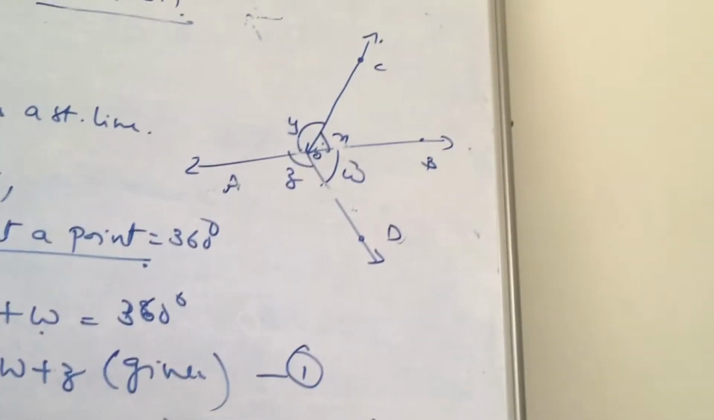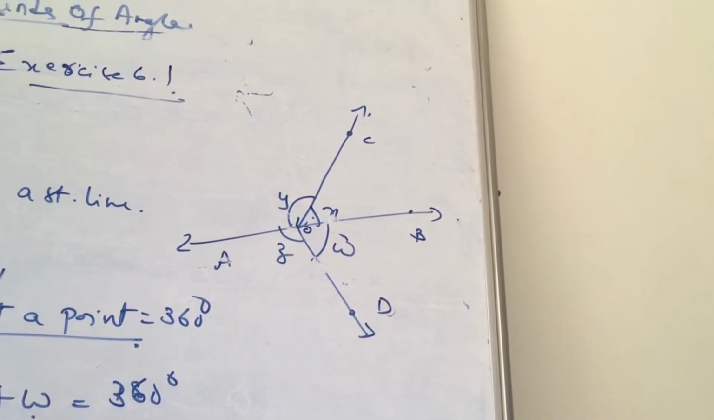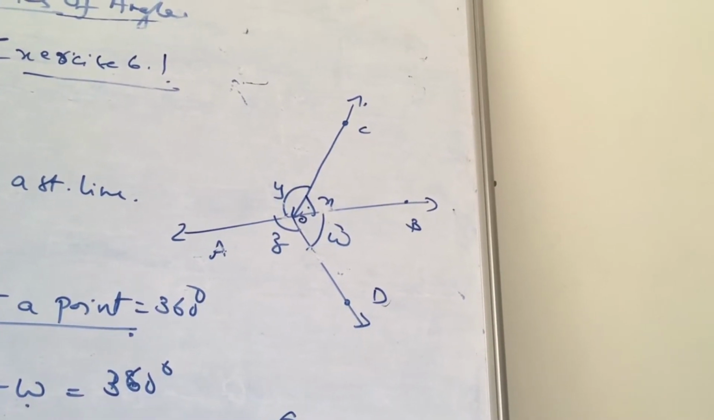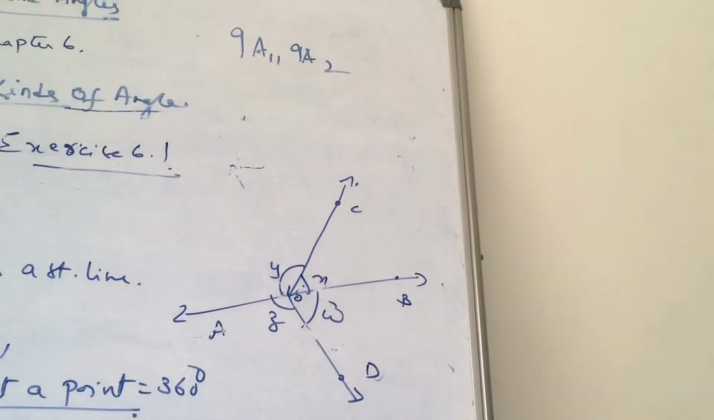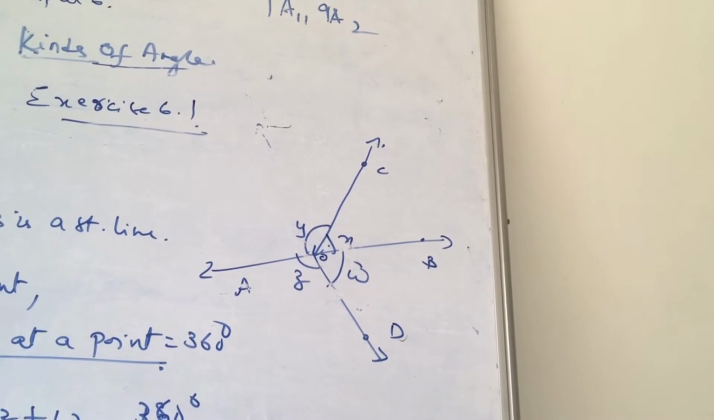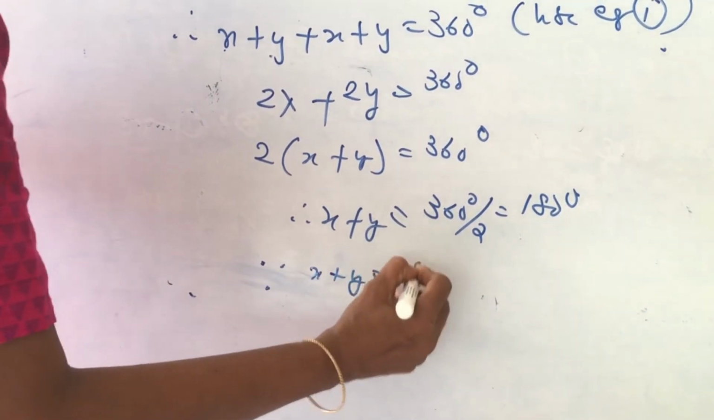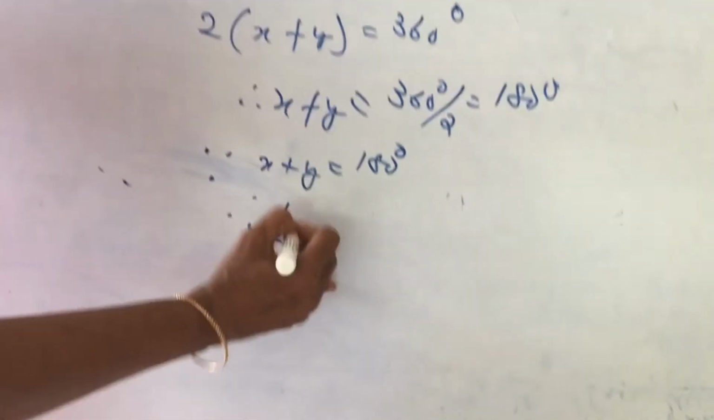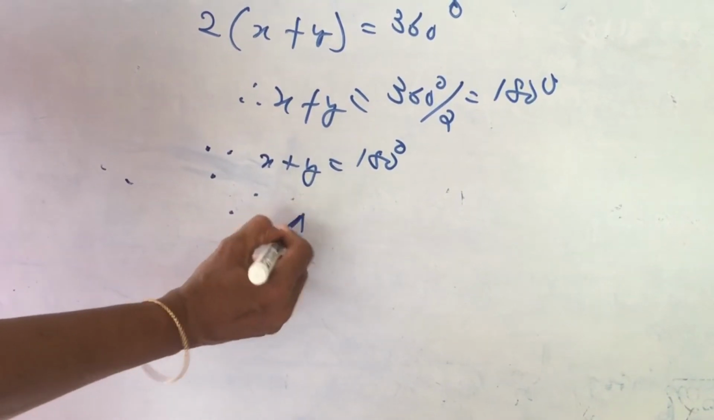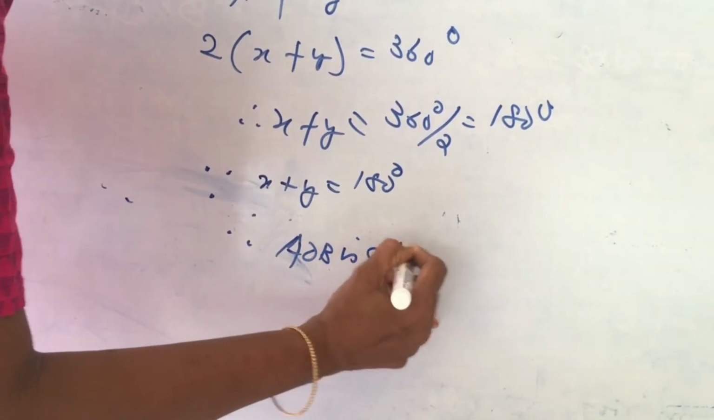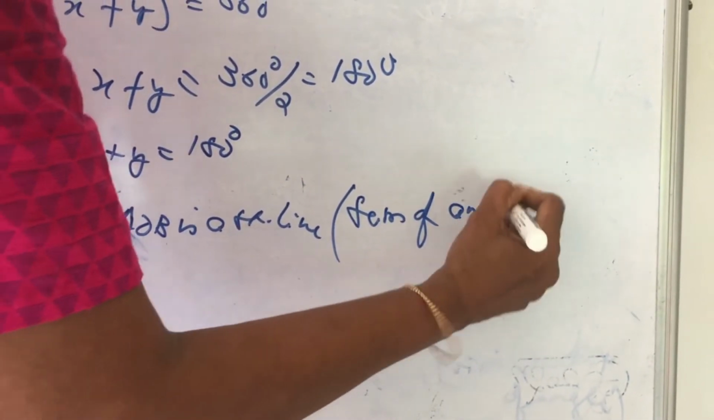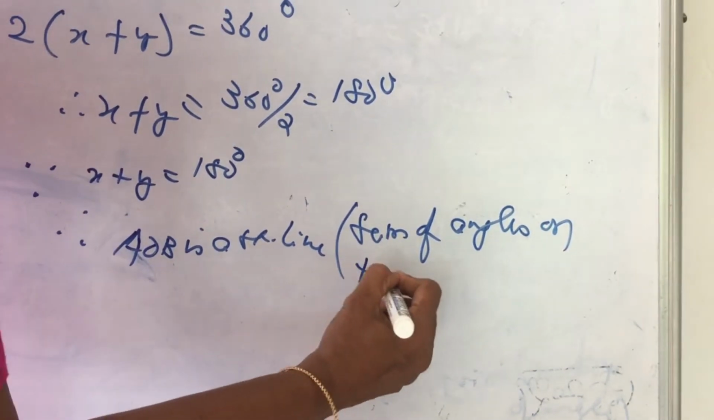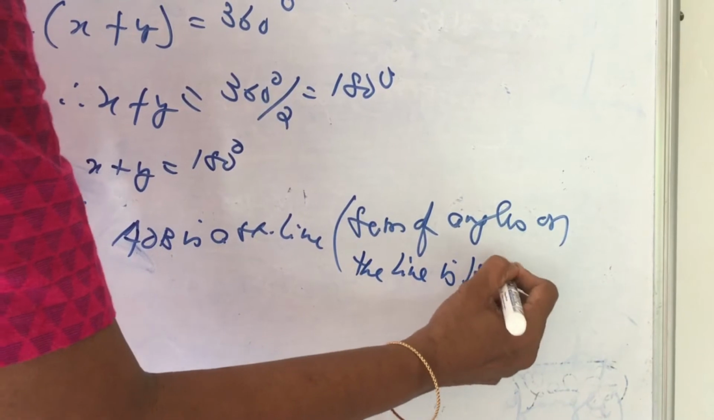And their sum is what, children? 180 degrees. So, if the sum of 2 angles is 180 degrees, you can call that AOB a straight line. Since, you know the symbol for since. Since x plus y is equal to 180 degrees, therefore AOB is a straight line. What is the reason? Sum of angles on the line is 180 degrees. Hope you follow.